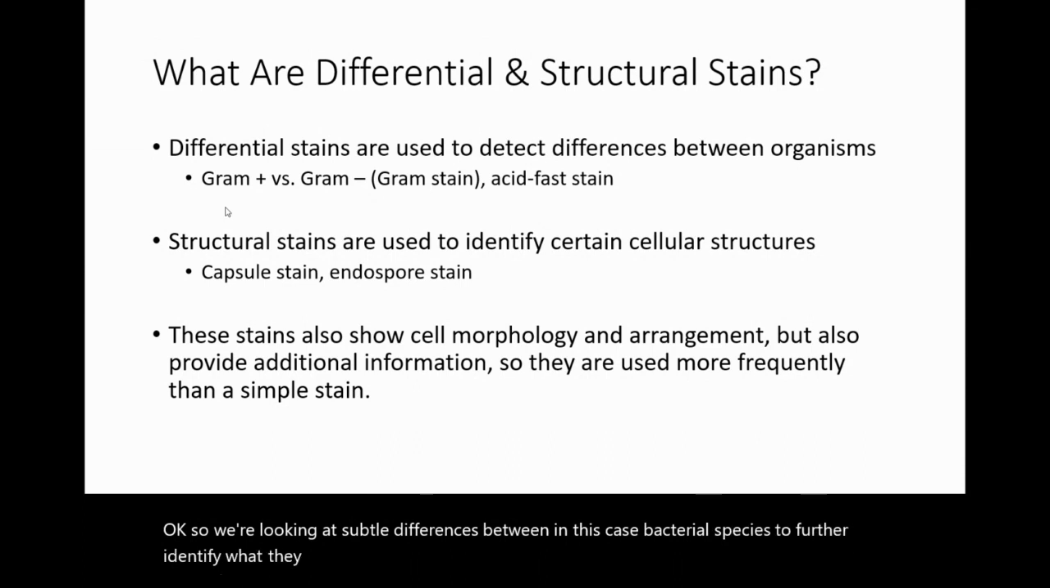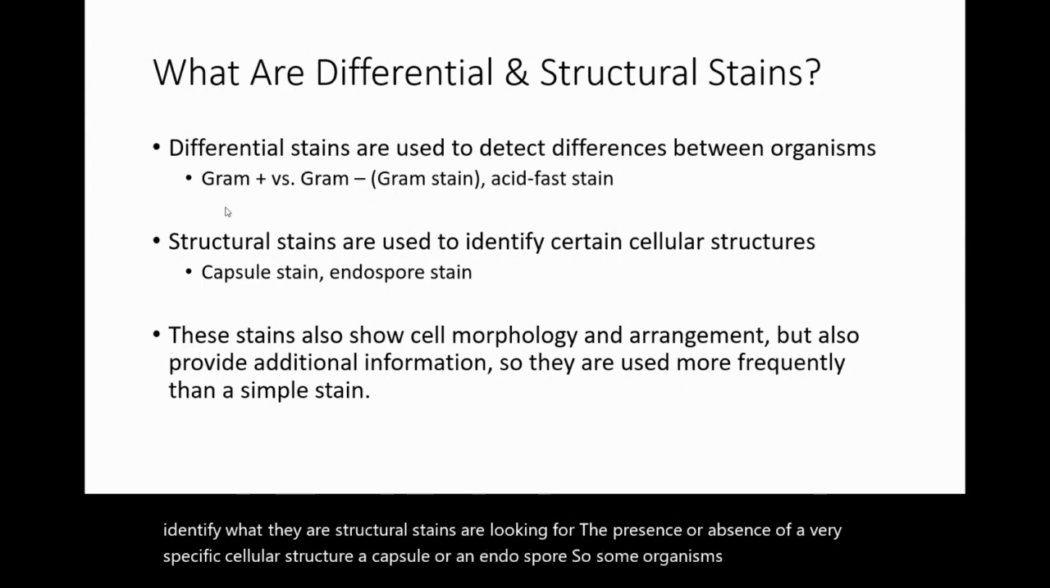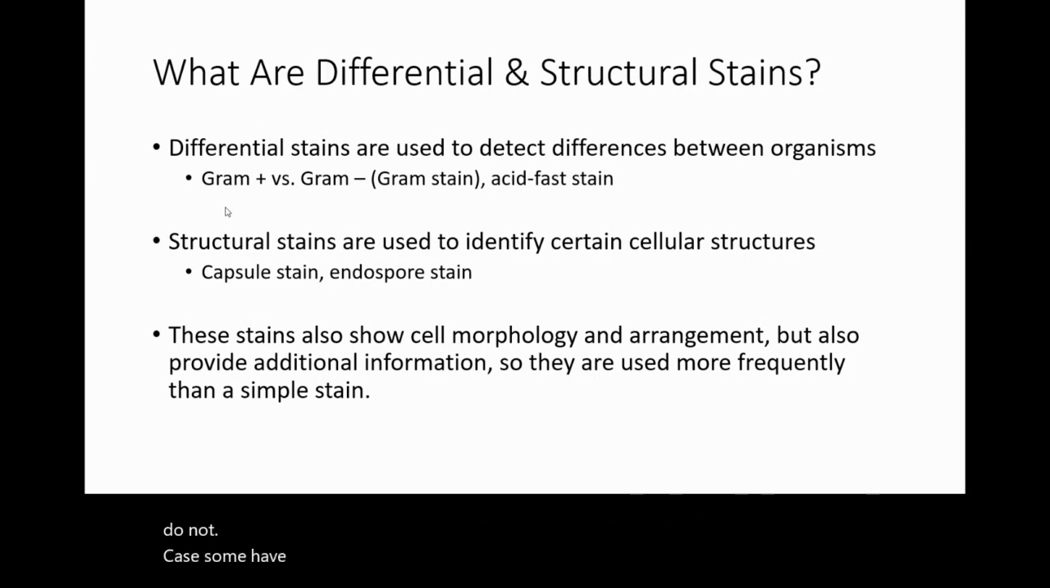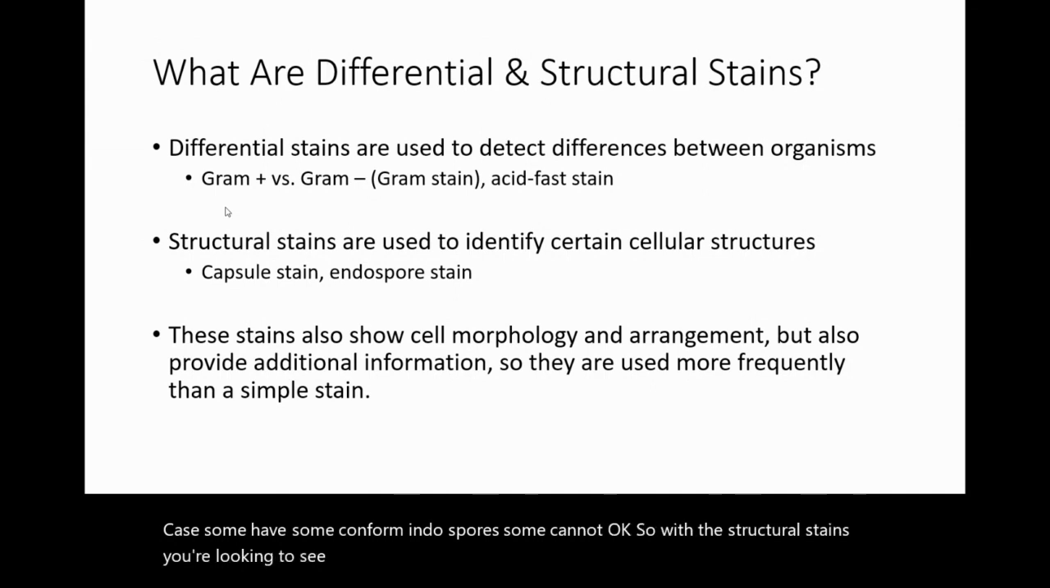Structural stains are looking for the presence or absence of a very specific cellular structure, like a capsule or an endospore. Okay, so some organisms have a capsule, some do not. Some can form endospores, some cannot. So with the structural stains, you're looking to see if that organism has that structure.